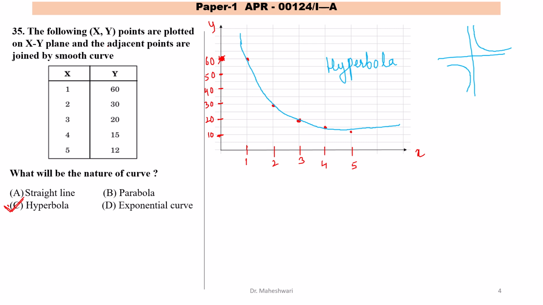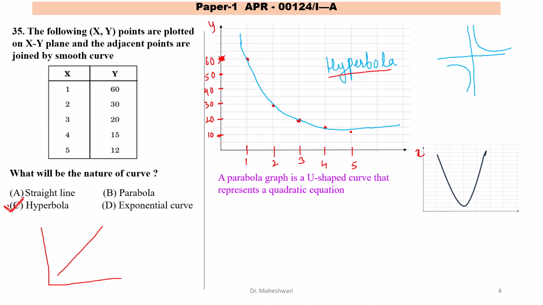Now in the next exam they may ask you a parabola and exponential curve, so you should know. Straight line, I think everyone knows. If this is your graph and if you get a line like this, it will be called a straight line. Now the question they had asked, that I've explained to you, it is hyperbola. Now let us understand parabola and exponential curve also, because in the next exam they may ask such questions.